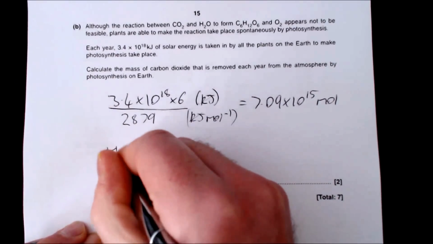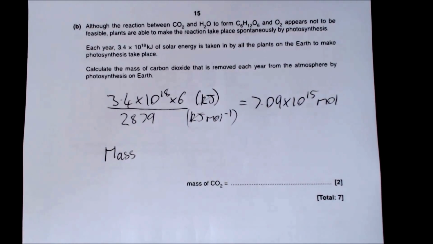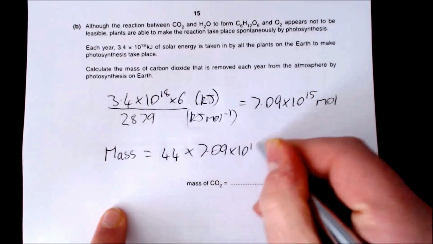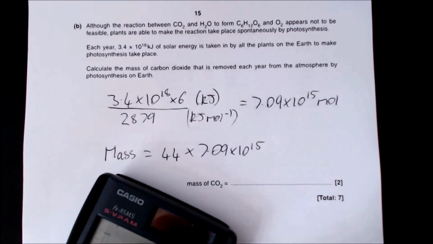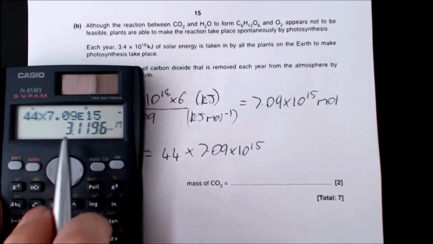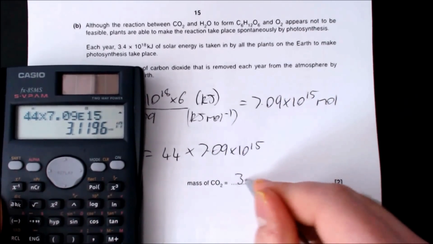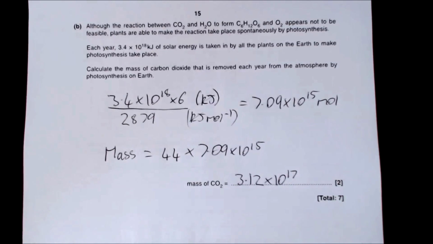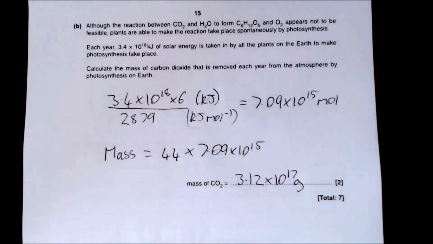And then all we have to do is work out the mass. So this is pretty much straightforward. The mass is basically the number of moles times the Mr of carbon dioxide. So the Mr of carbon dioxide is 44. I'm going to multiply that by 7.09 times 10 to the 15, which is in moles. And then if we put that in there, we should get our final answer. So we should have 44 times 7.09 times 10 to the 15, and we should get this massive number here. So it's 3.12 times 10 to the 17. And obviously this is the mass of carbon dioxide that is produced. Okay, so the units for this should be in grams as well, because we're working out grams for the mass. So that's it.